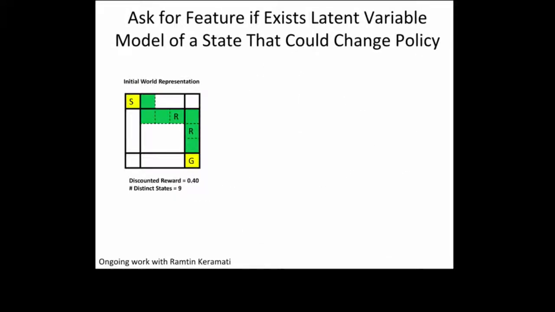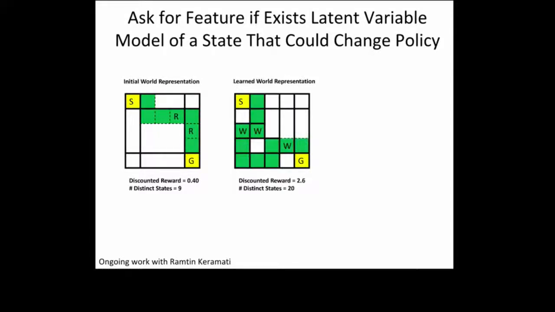So in a really simple example, you could think about just a 5x5 grid world where there are additional features about the cells which could be relevant to what is the optimal policy. So in this case, the initial world representation is just 9 features, 9 states based on those black lines. And in this case, we can get a discounted reward of 0.4, and there are only 9 distinct states.